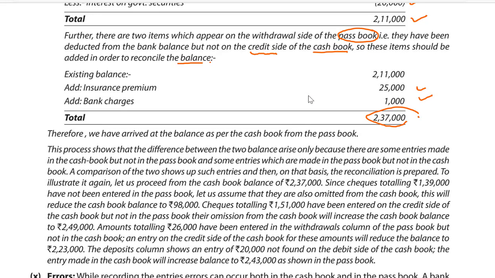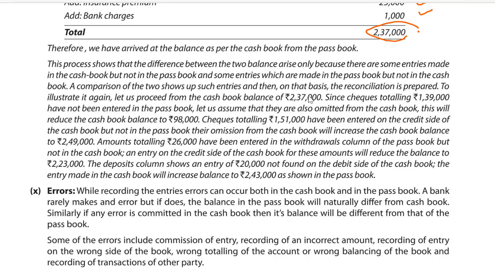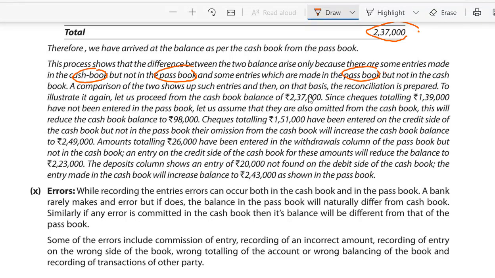Here we can say that we have arrived at the balance as per the cash book from the balance as per passbook. This process shows that the difference between the two balances arises only because there are some entries made in the cash book but not in the passbook, whether on the debit or credit side, and some entries made in the passbook but not in the cash book. A comparison of the two shows up such entries, and on that basis the reconciliation is prepared.